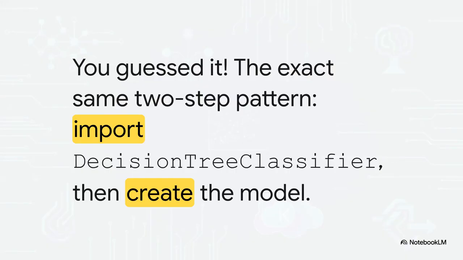And how do we get this flowchart ready to go in our code? I bet you can already guess the pattern. We go to scikit-learn's tree module, and we import decision tree classifier. Then we create our model instance. Boom, just like that, our flowchart is ready to be trained.